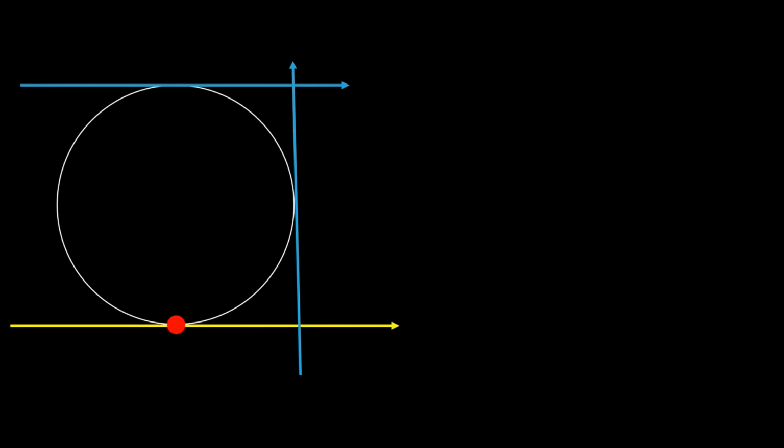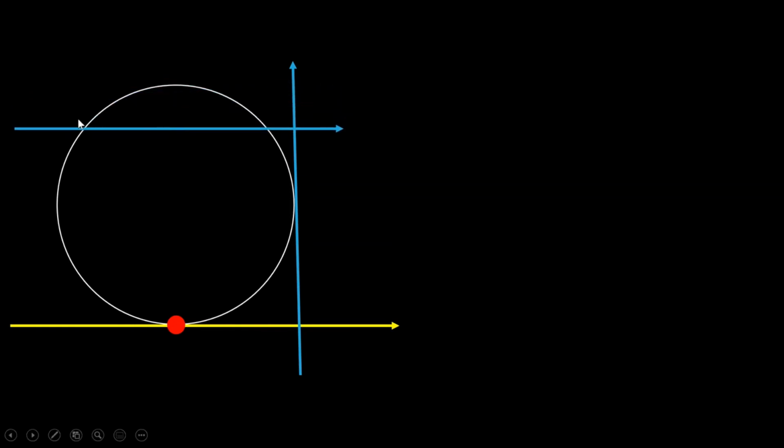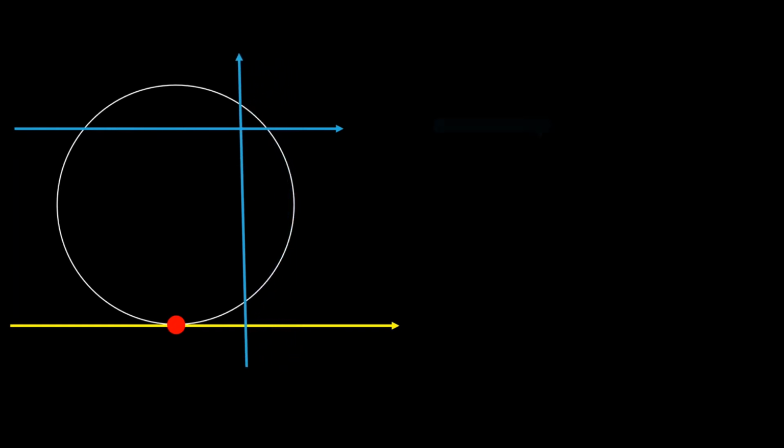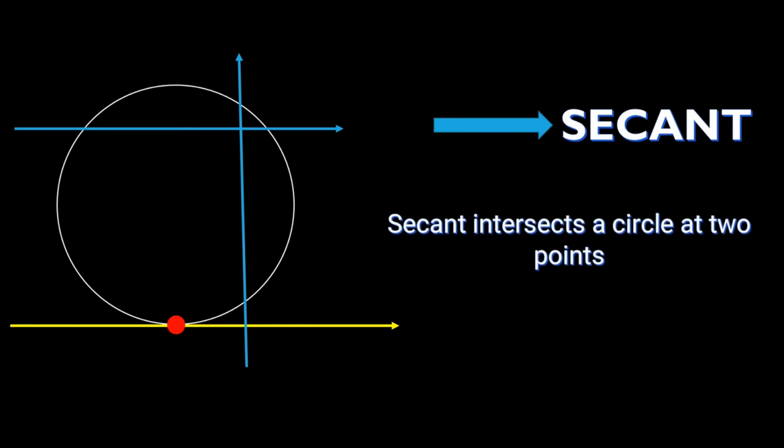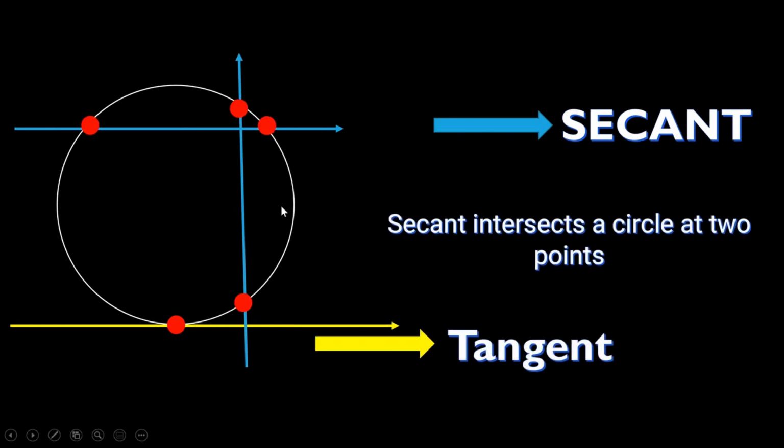Here we can see that this is a tangent. And if we take the tangent a little bit downwards, we see that it intersects at two different points, and it becomes a secant. So we can say that a secant intersects a circle at two different points. And as you know, this one is the tangent as it meets at only one point.